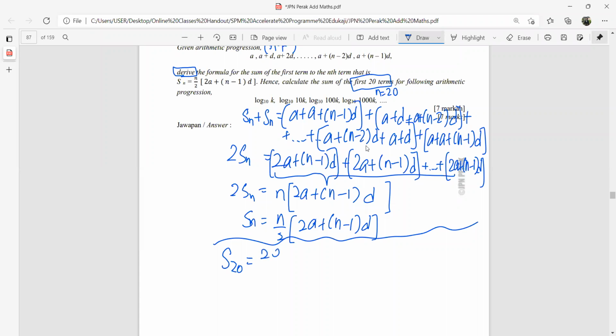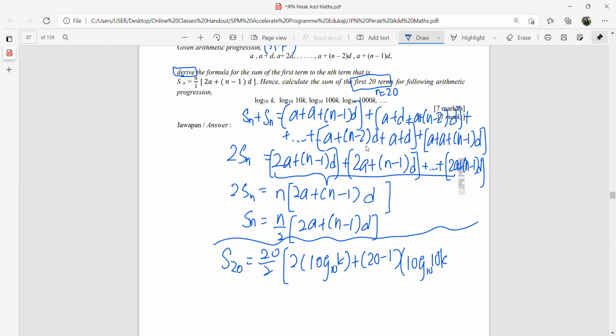So that means 20 over 2, 2a plus n minus 1 d. Difference: how to find d? How to find the difference?